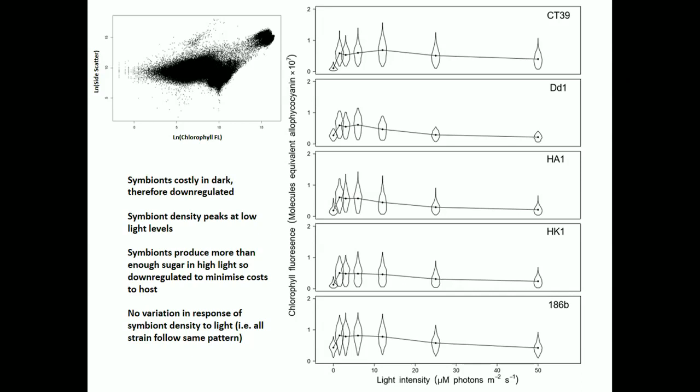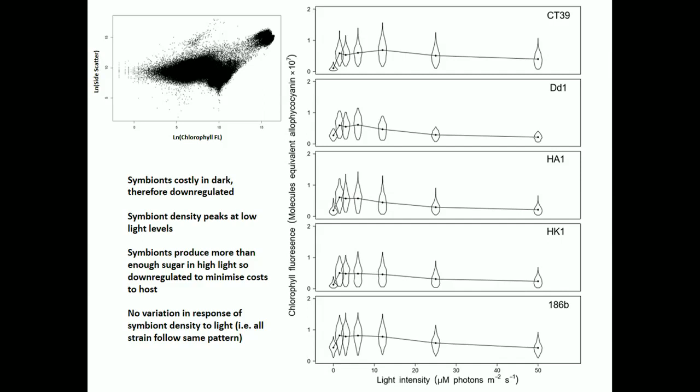So that second panel we showed in the previous paper slide, where we looked at the symbiont density per host cell. Again, we've done this for 5 different strains, using the same techniques which Megan talked about with the flow cytometry to get estimates of chlorophyll fluorescence of individual host cells as a proxy for the number of endosymbionts they have inside them.